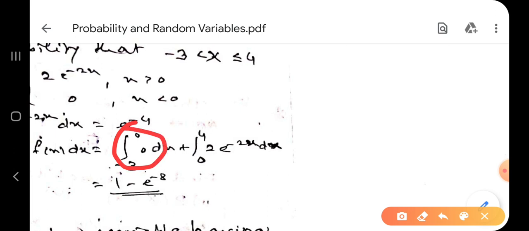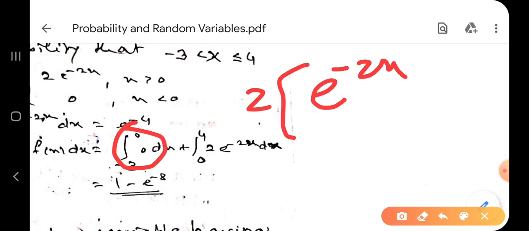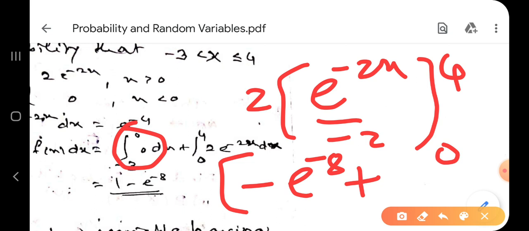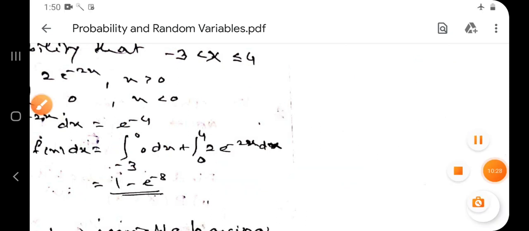This integration gives 2 e raised to minus 2x upon minus 2. What are the limits? From 0 to 4. The 2 cancels. Put x equal to 4, so minus e raised to minus 8, since 2 into 4 is 8. And minus minus becomes plus e raised to 0, which is 1. So I write 1 minus e raised to minus 8. Understood all the problems? Both problems we have covered here. Some more problems we will take.